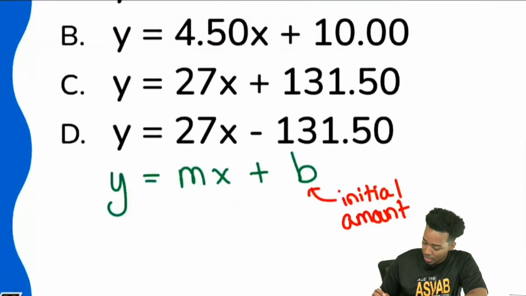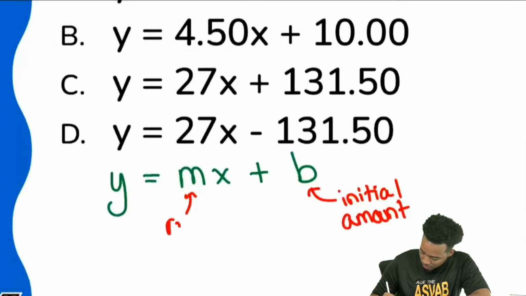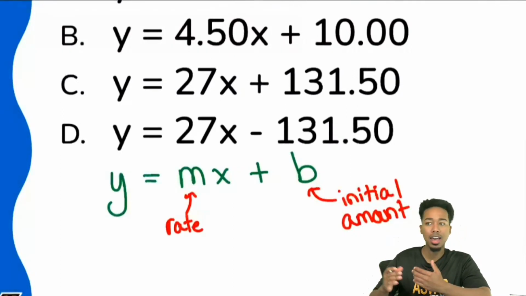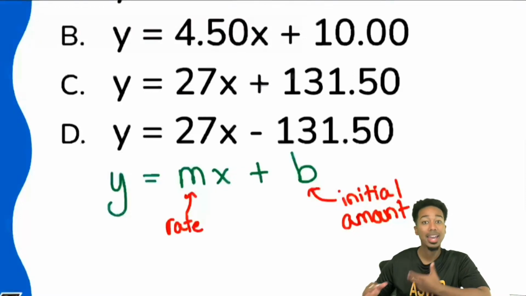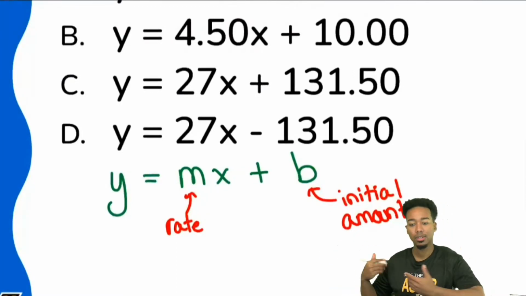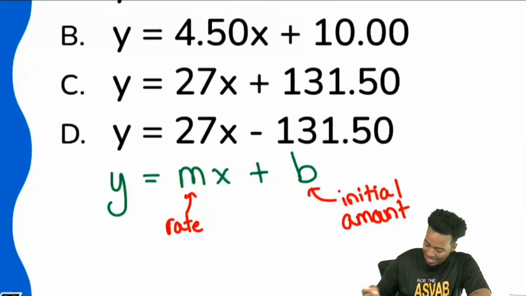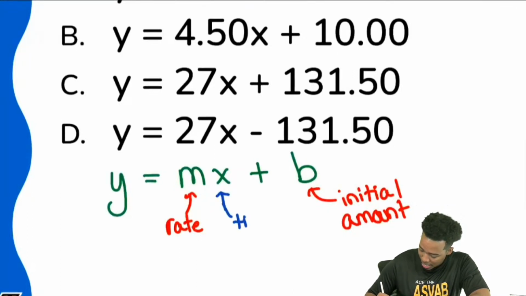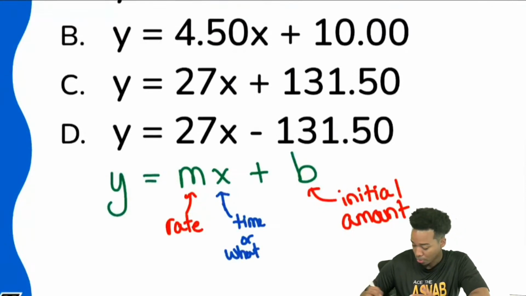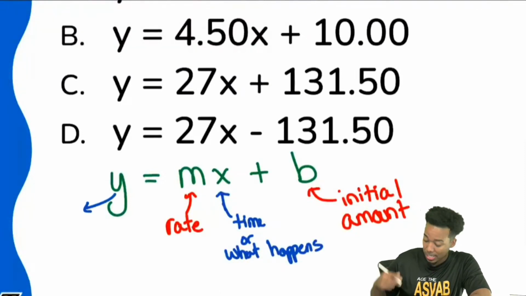So M is your rate. X is typically your time or how long you're going for. And Y is the result after all that time. So here, X and Y are pretty much locked in together. So it's typically time or what happens, the lengths that you're going through. And then Y is the result after all that time.